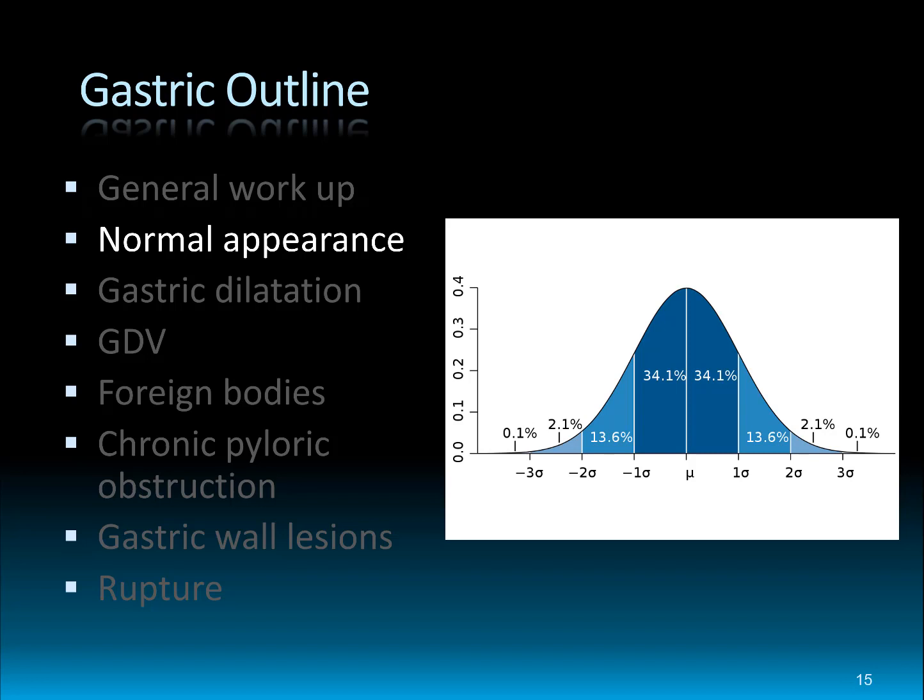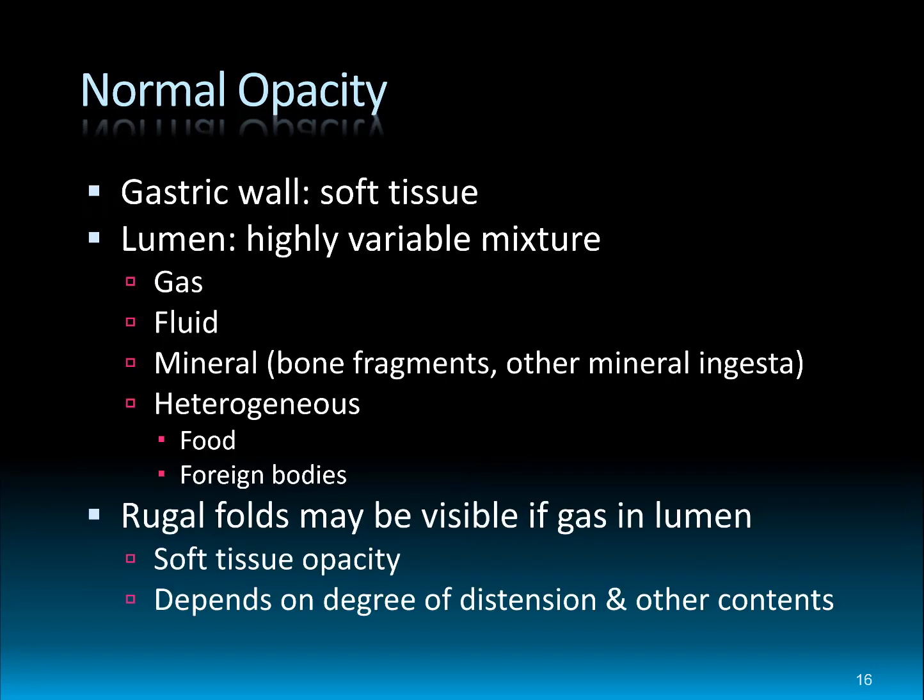So what does the stomach look like normally? Normally the wall is a soft tissue opacity. The lumen is variable. It usually has various combinations of gas and fluid, as well as other heterogeneous ingesta, which may be more soft tissue opacity, can have some mineral components to it depending on what the patient's diet is.